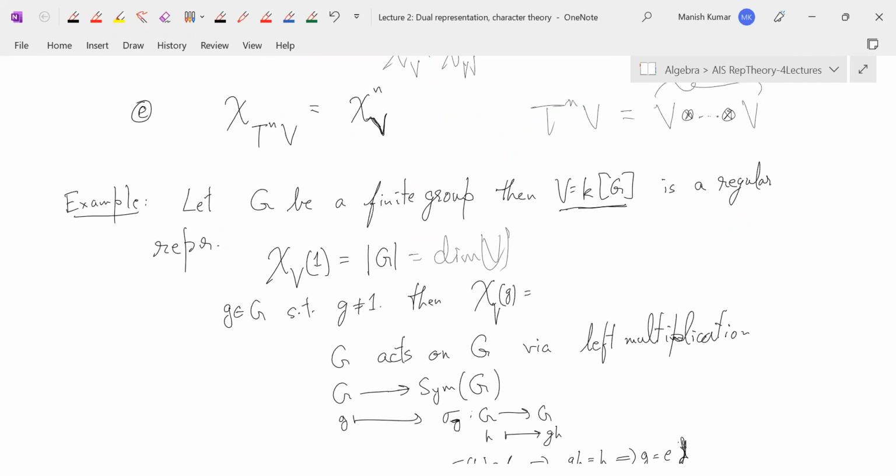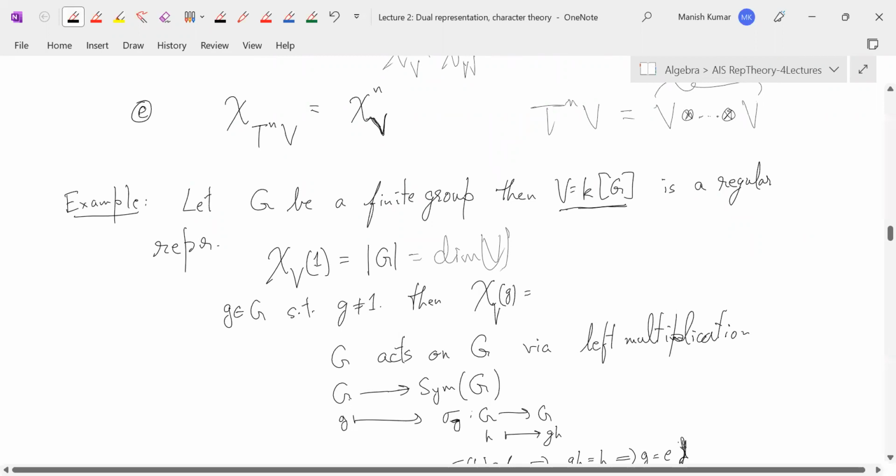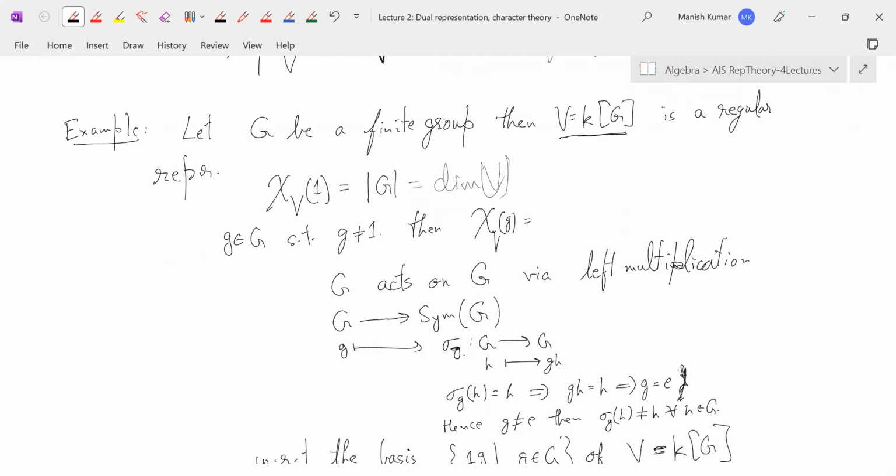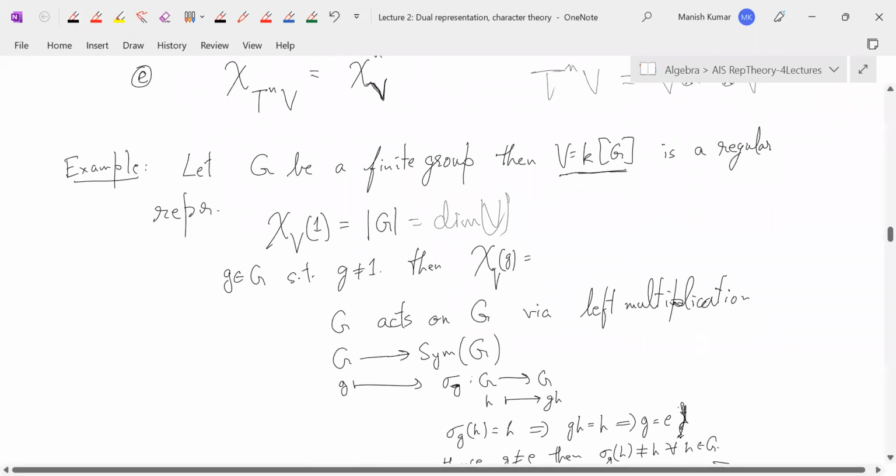So if G acts on G, then this action gives a bijection on G, which sends H to G times H. You call this map sigma sub G. We know what the matrix of this regular representation, let's call it rho, is. So we know what the matrix of rho G is with respect to the standard basis.